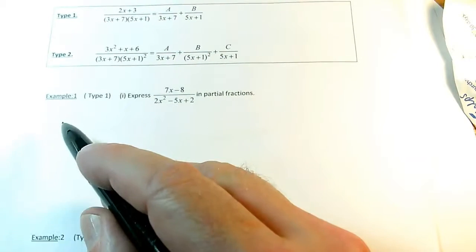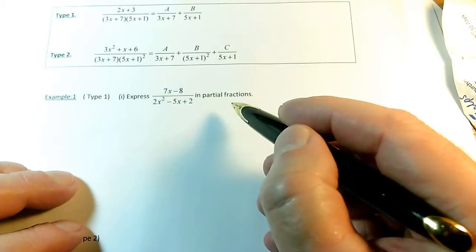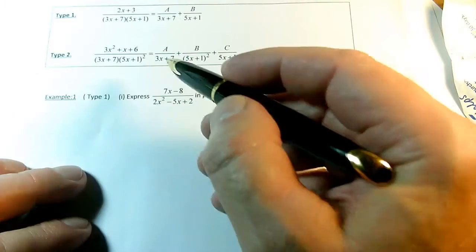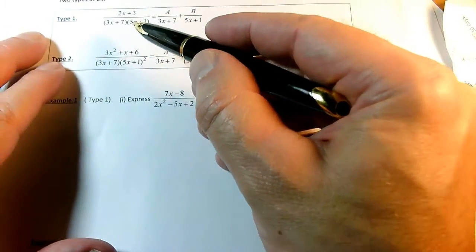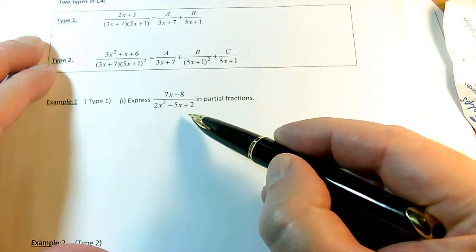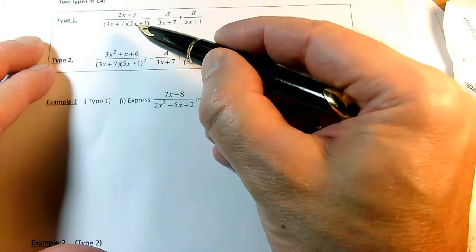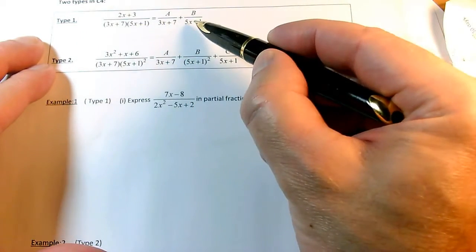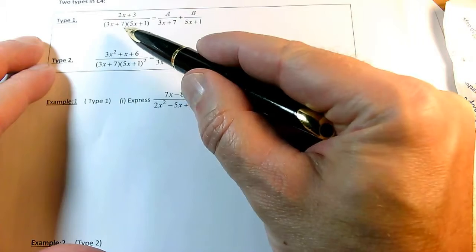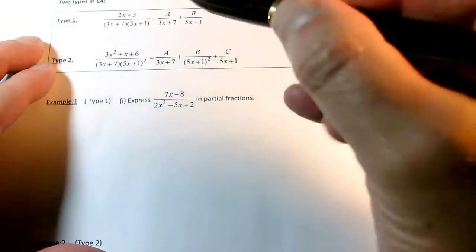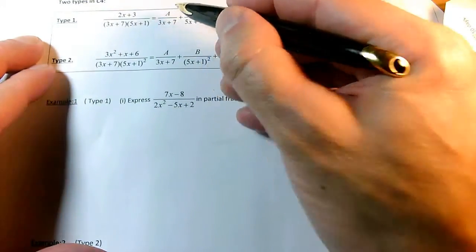Okay, in this example one, I've got to express this in partial fractions. Now what that means is we take a complicated fraction, in this case it's got a quadratic denominator, which I'm going to be able to factorise, and I'm going to split it into two fractions using the two factors in the factorised denominators as the separate denominators for these fractions.